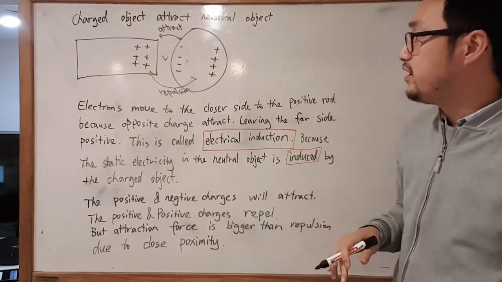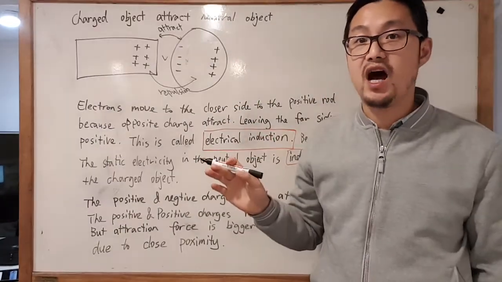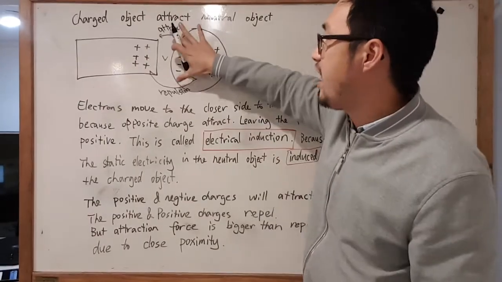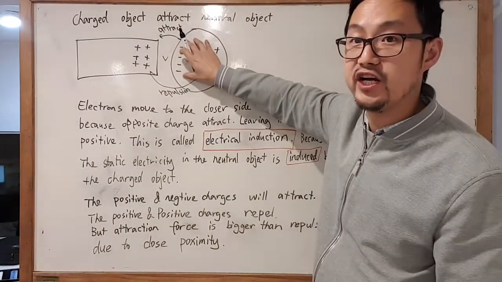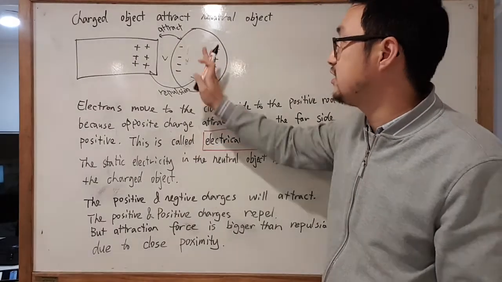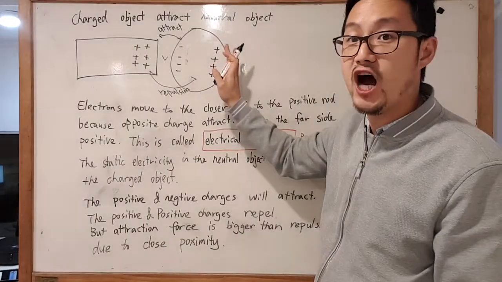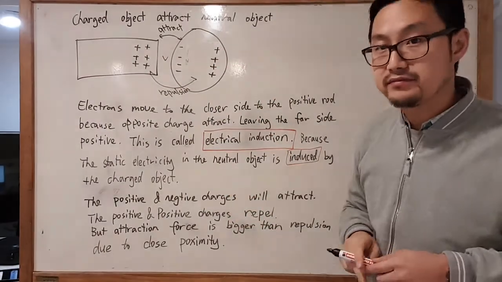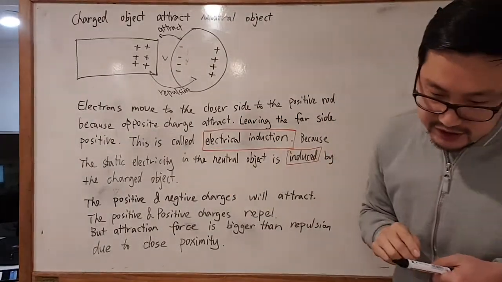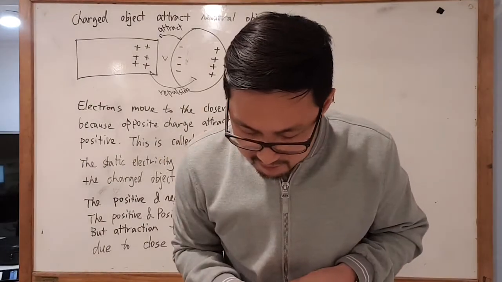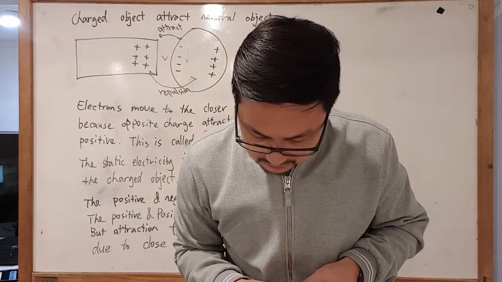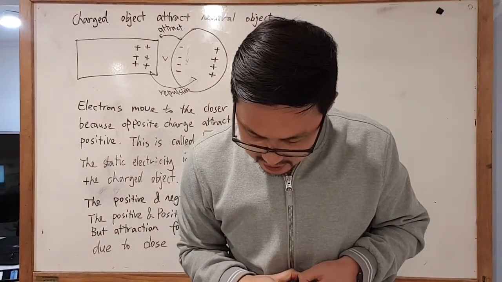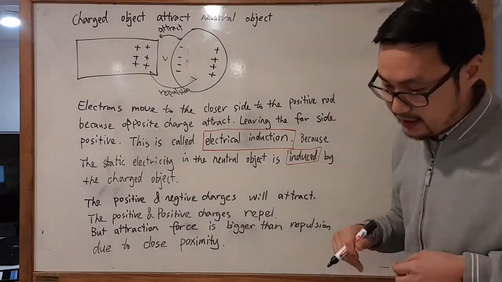Okay, so originally what did we start with? We started with a charge and just a neutral object over here, and then first due to induction, now it becomes separation of charge, and then the attraction is bigger than the repulsion, so it attracts it. Okay, so this is one situation, and there is another situation.